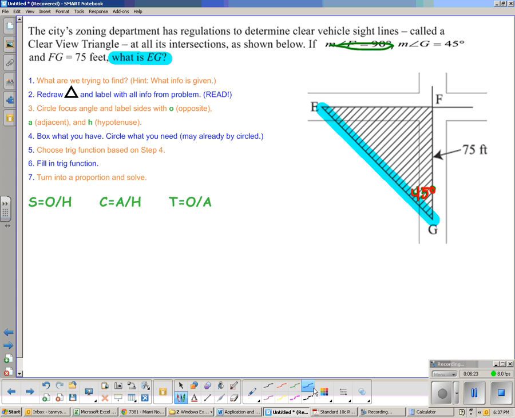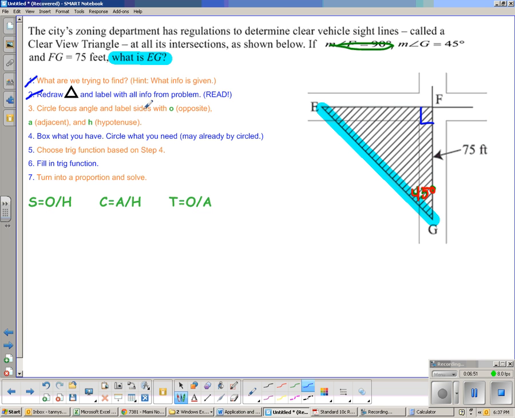Okay, grab a blue marker. And so we're going to go through the process of solving this with trigonometry, because we have one angle, one other angle, I should say, in a right triangle and a side. So we know that that's our cue to tell us that we can use trigonometry. Okay, so what are we trying to find? We're trying to find a side, EG. Redraw and label the figure with all the information given. We did that. Now let's take a look at step 3.